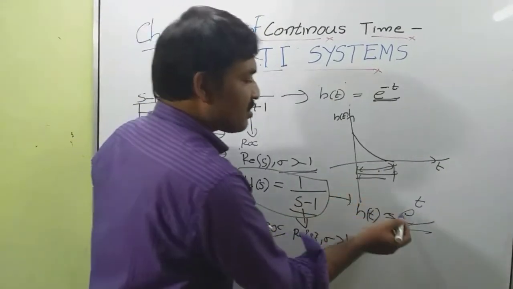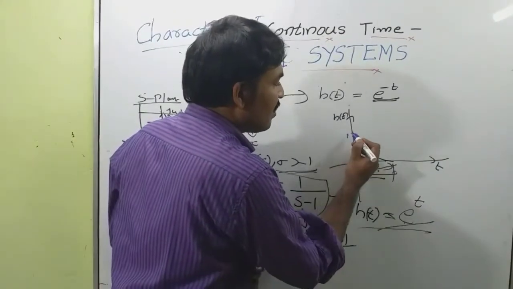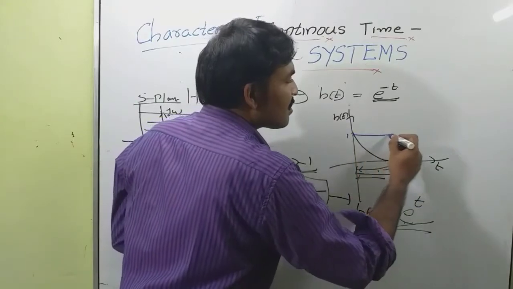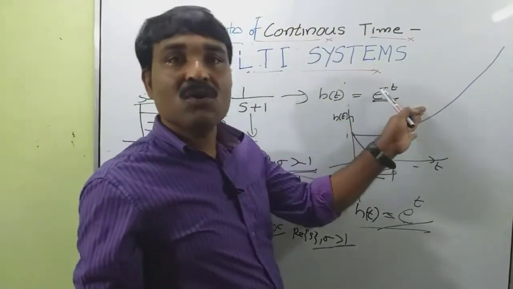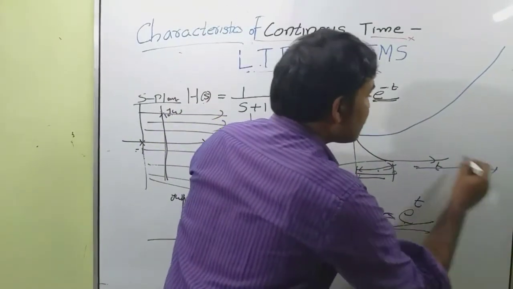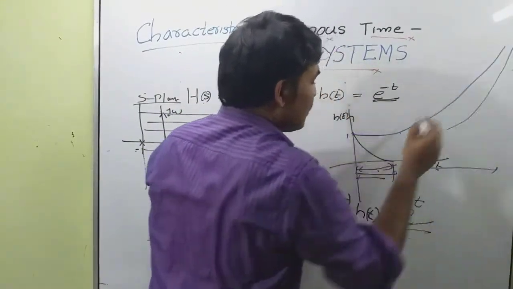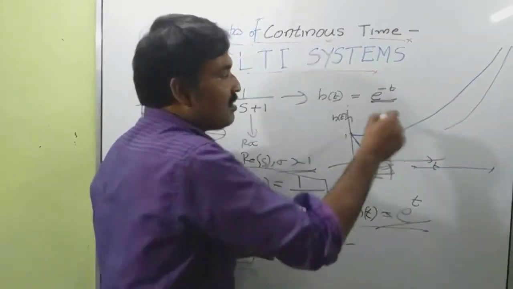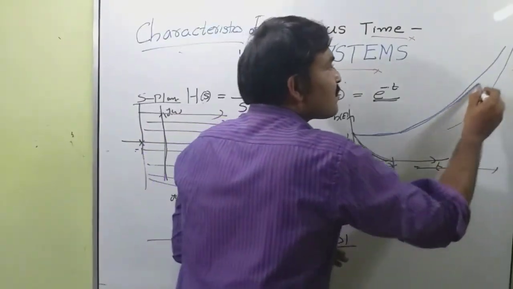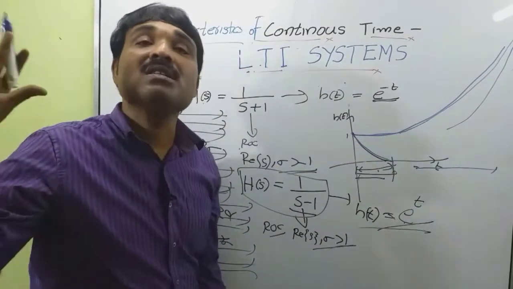We can draw e raised to t. At t equal to 0, the value is equal to 1. As t increases, the impulse response increases exponentially to infinity. Then the system collapses. So when t increases, the response increases. In the first case, the response decreases to 0, so the system is stable. And here the response increases exponentially. That means the system is unstable.